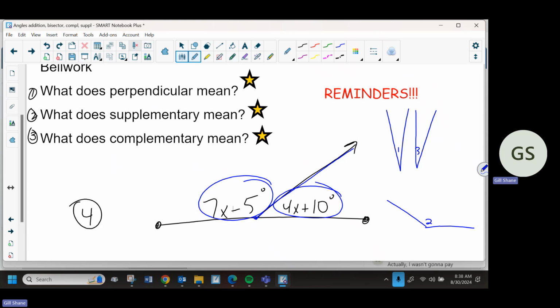All right, so linear pair is a big definition you gotta know. So what does complementary mean? You said supplementary is 180, so what do you think complementary would mean? What number is it? Not 360, it's 90.